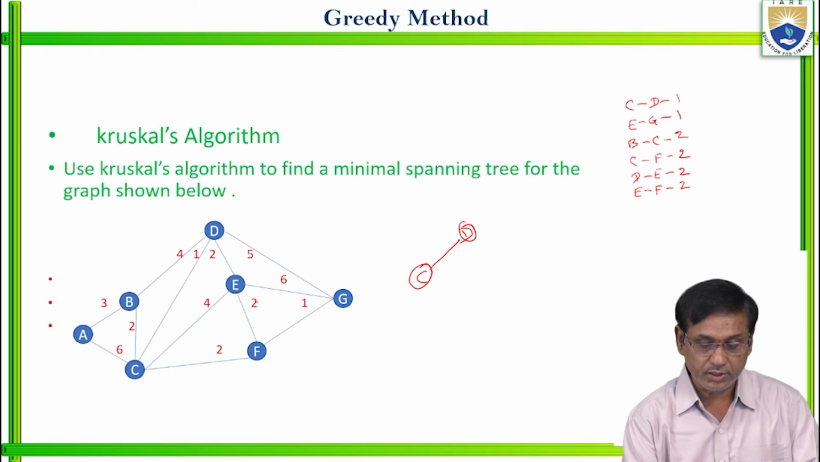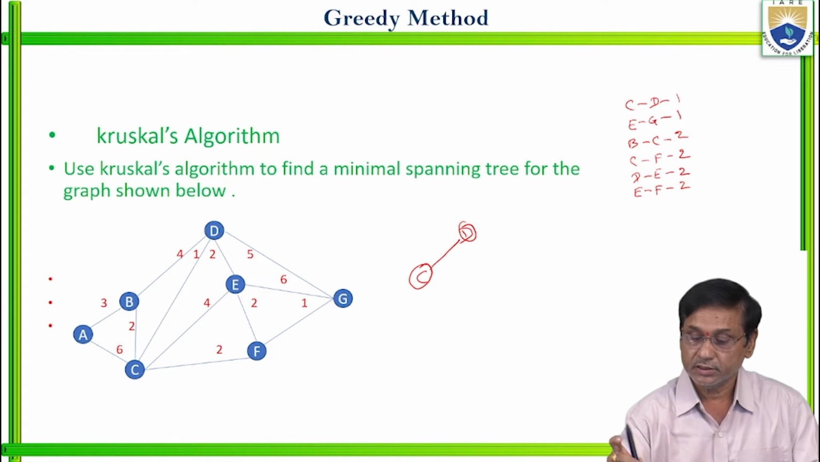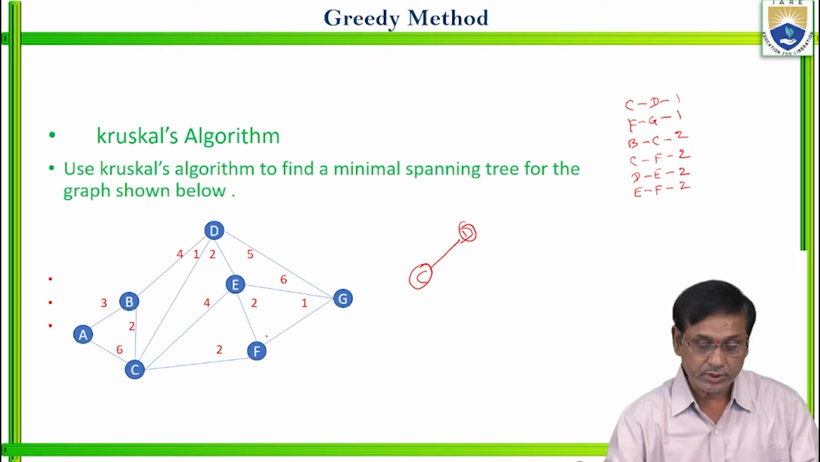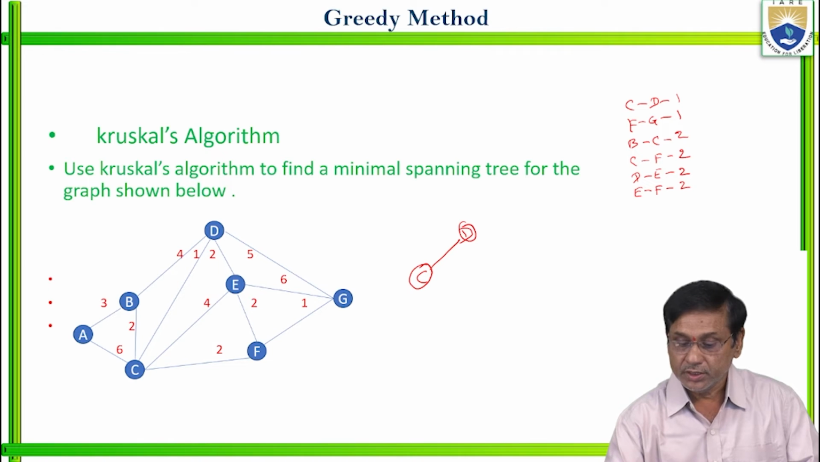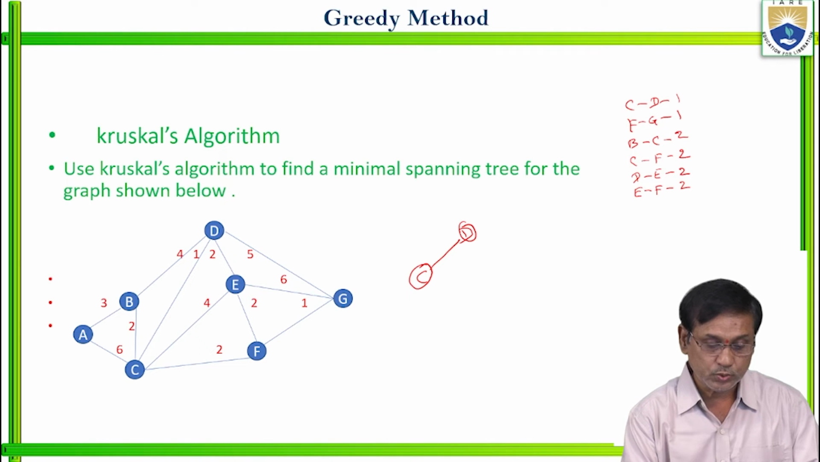EG is 6. FG is 1. So here this is FG. So EG is 6. FG is equal to 1. EF is equal to 2. Then EF is over. EG is over. Then next, the 2's are over.